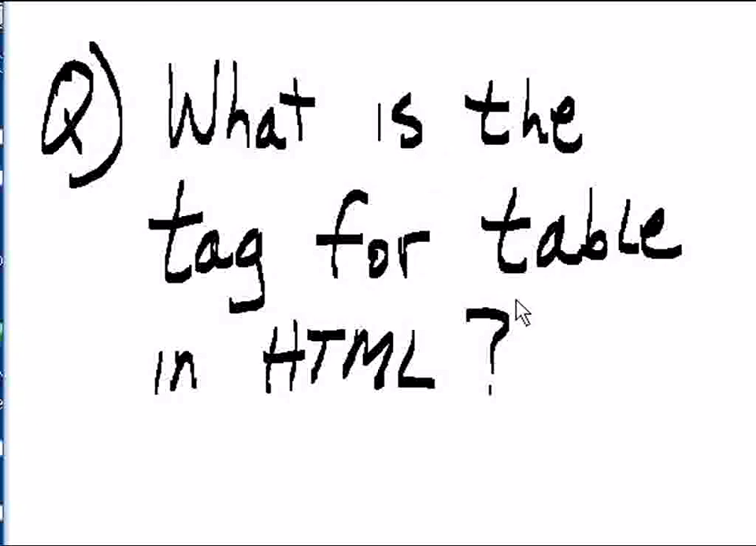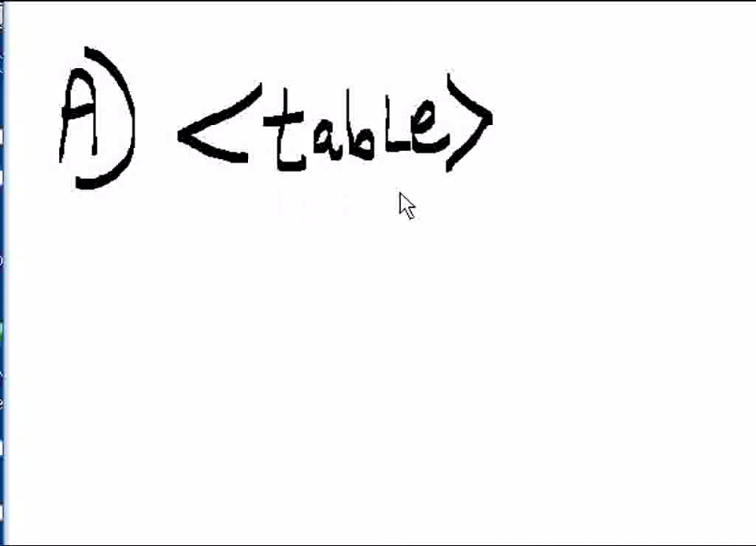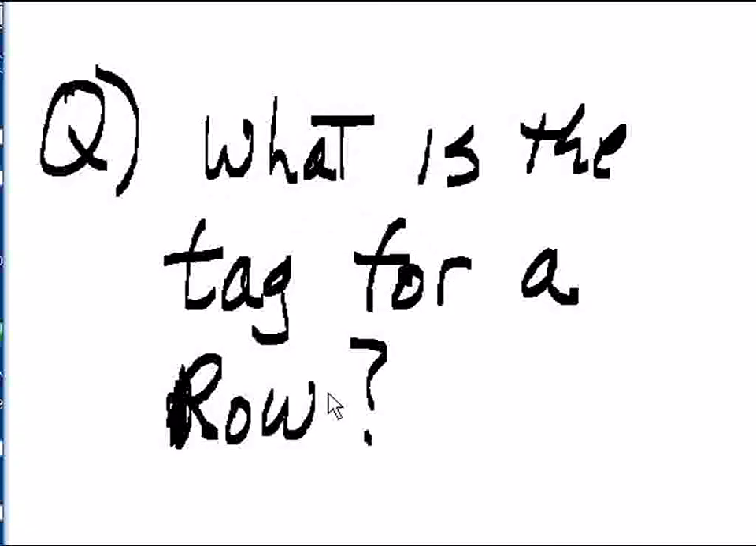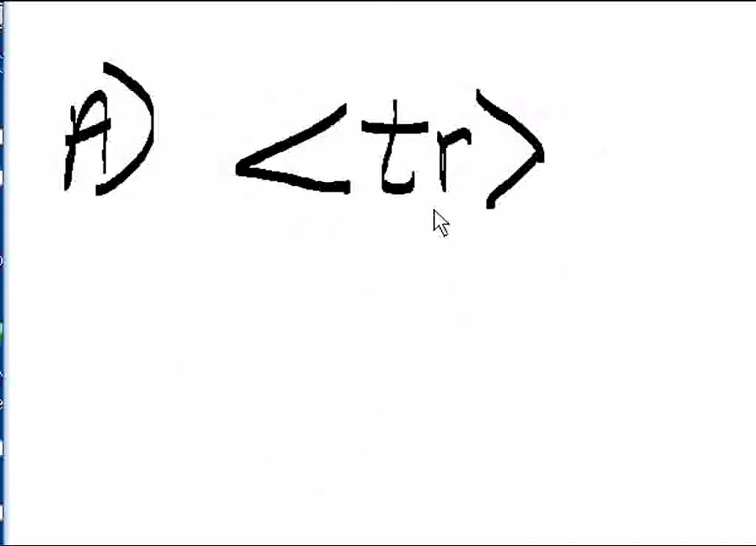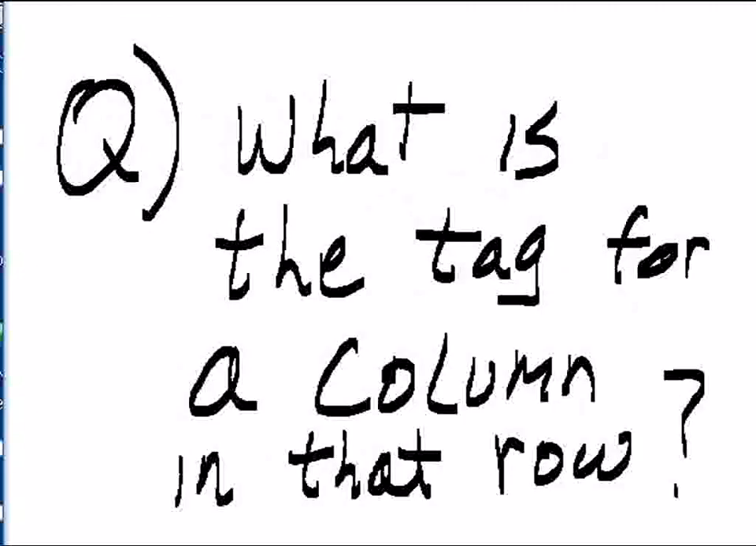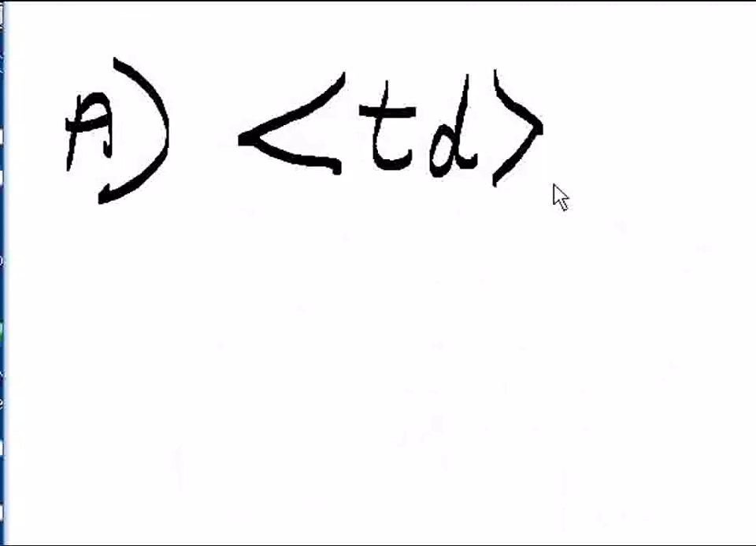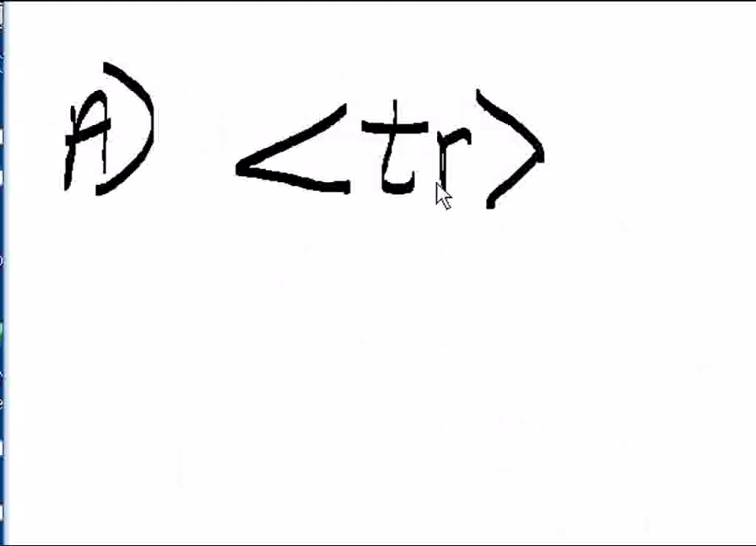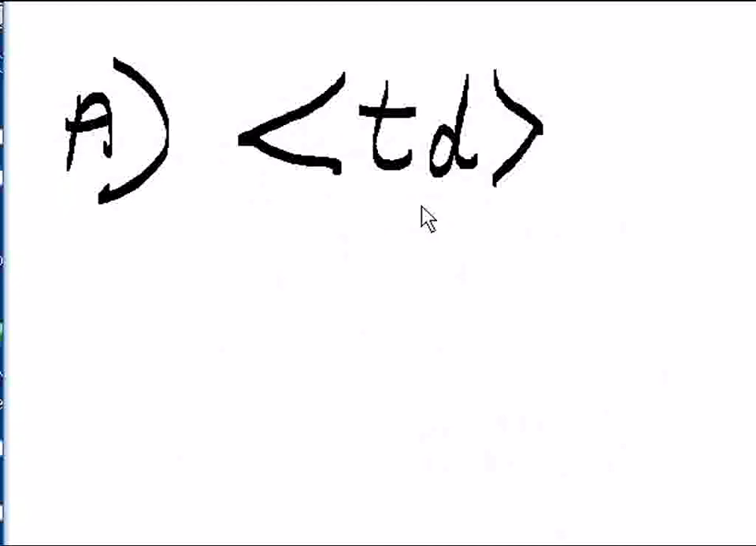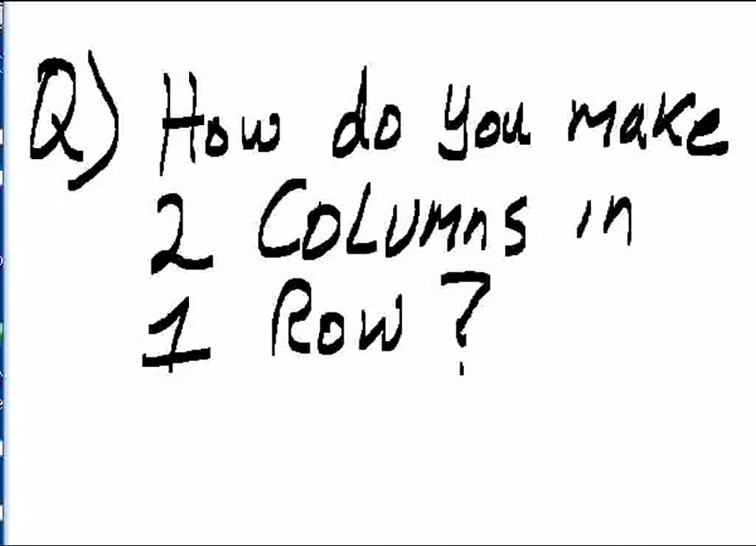What is the tag for table in HTML? It's table. What is the tag for a row? TR. What is the tag for a column in that row? TD. Table data. Table row. Table data. How do you make two columns in one row?